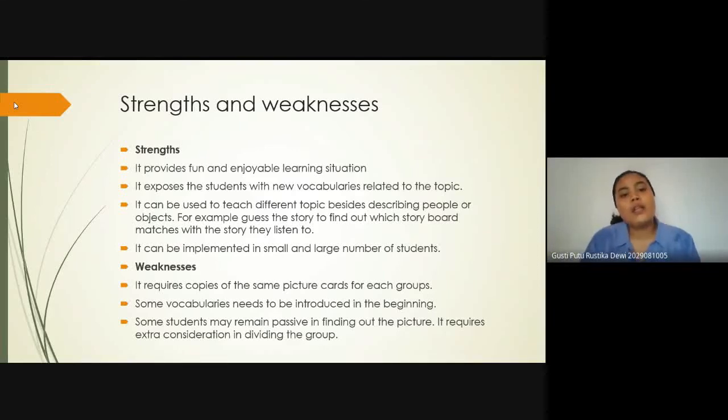And then next is that some students may remain passive in finding out the picture. It requires extra consideration in dividing the group. Yes, true. If we just divide the group as random, it probably makes the group, the students in the group can be like very active student and one passive student, so there will be no chance for the passive students to tell their idea. So we have to consider this kind of situation.